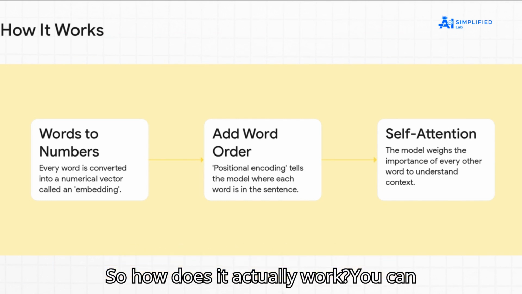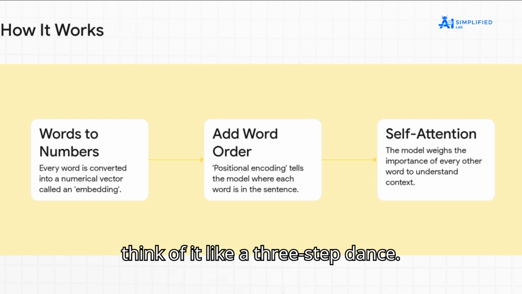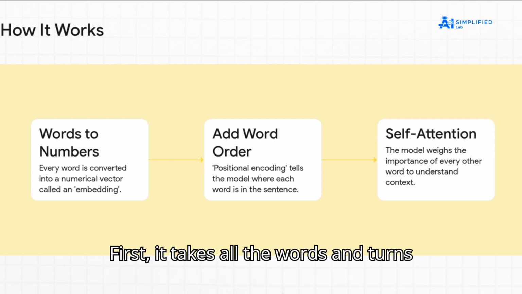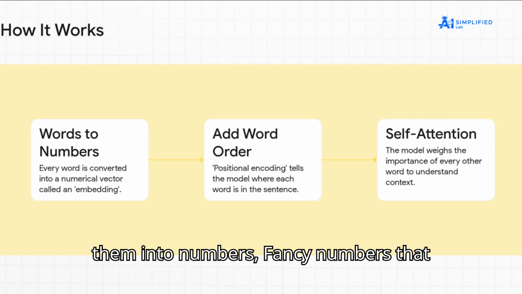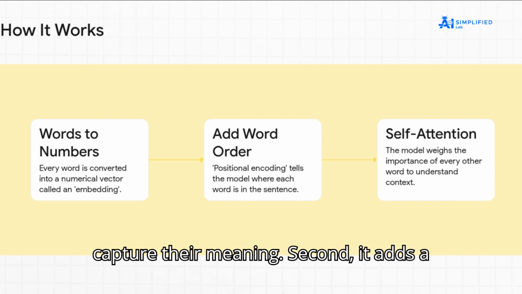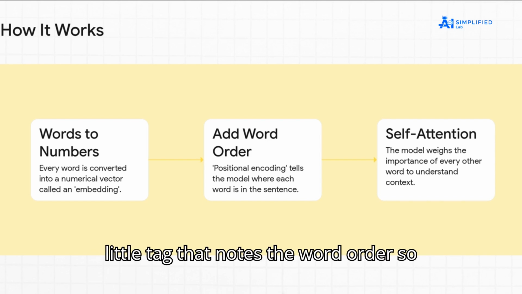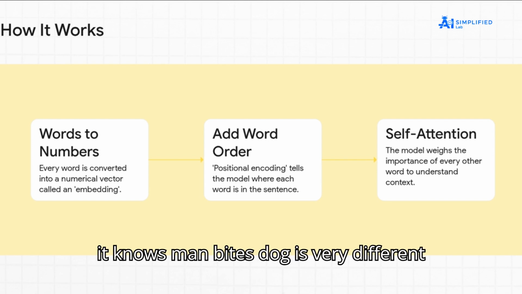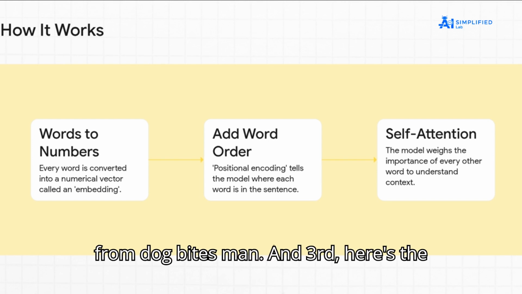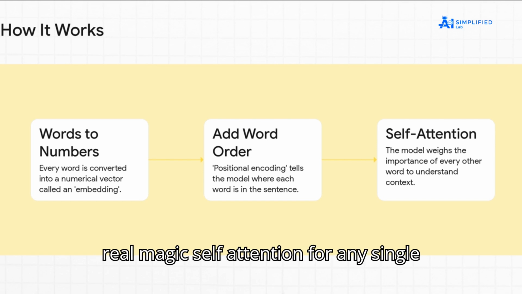So how does it actually work? You can think of it like a 3-step dance. First, it takes all the words and turns them into numbers, fancy numbers that capture their meaning. Second, it adds a little tag that notes the word order so it knows man bites dog is very different from dog bites man. And third, here's the real magic, self-attention.